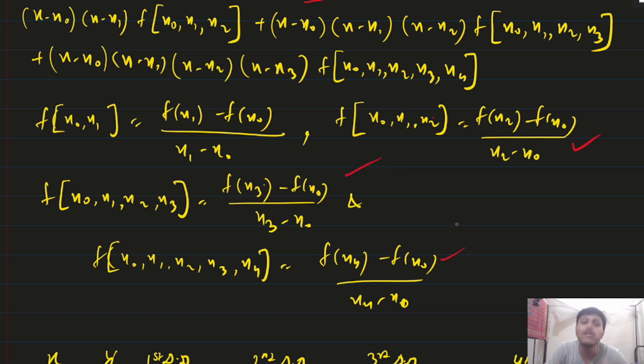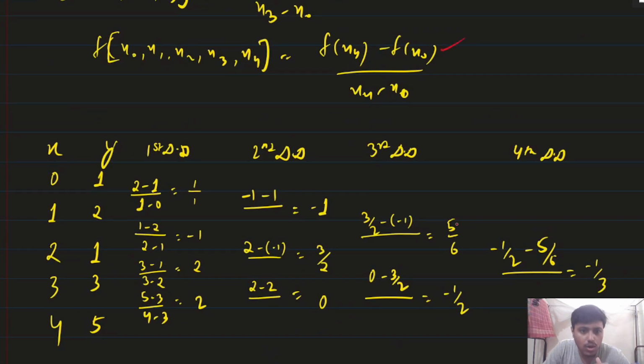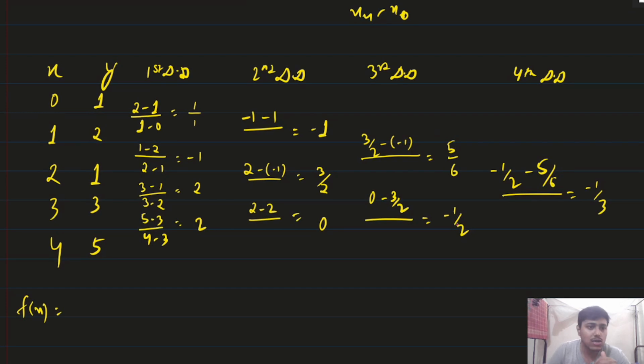Now let's solve the problem. You will understand better. So here we are given x and y values. Here we have x0, x1, x2, x3, x4. We are given 5 values. These will be the values of f of x0, f of x1, f of x2, like this. You understood? The first divided difference, see how I told you.